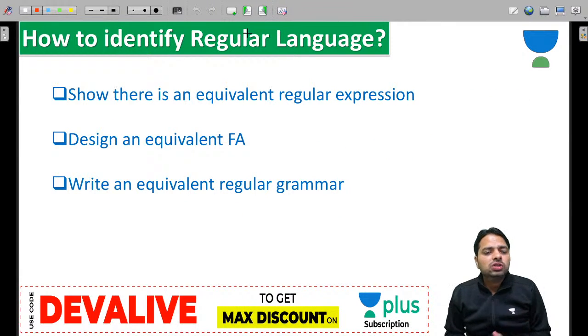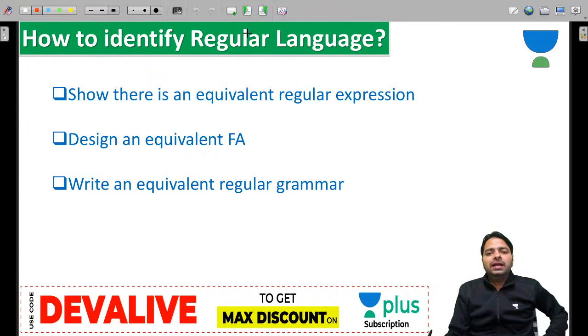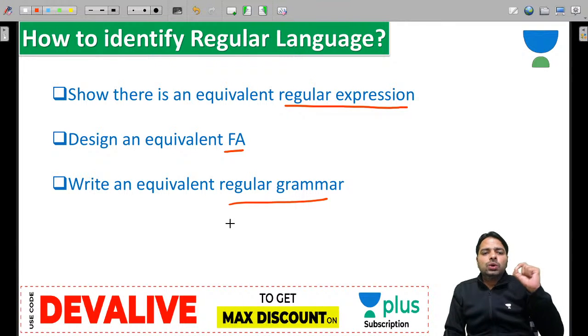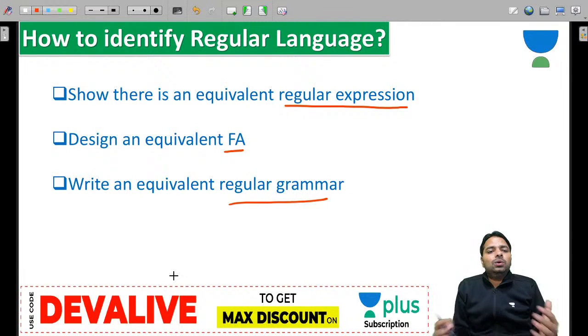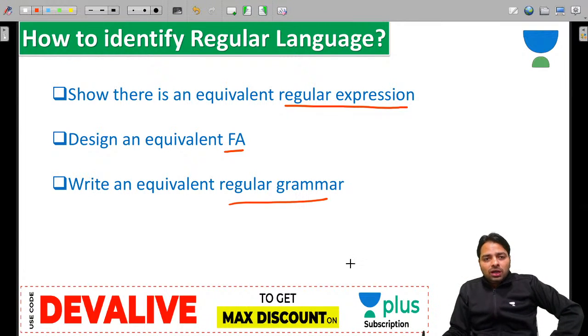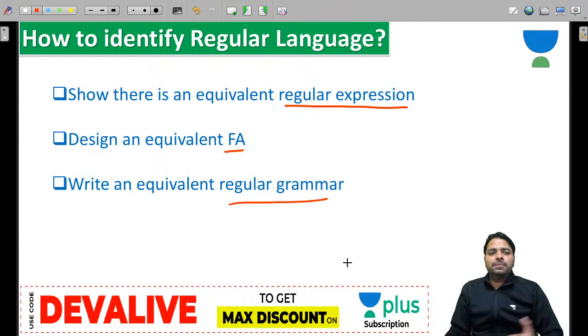So if you want to identify a regular language, then you must have a good experience in writing regular expressions and designing automata and regular grammar. If you can show any one of them, indirectly you have all of them. Is that clear? Because all of them are equivalent models in this topic. Clear this point? So I believe you have much experience in writing expressions, designing finite automata, and regular grammar, then you will have a good understanding of a regular language.